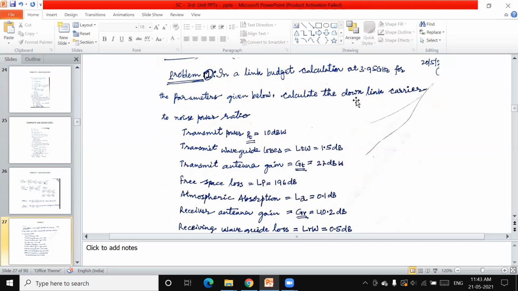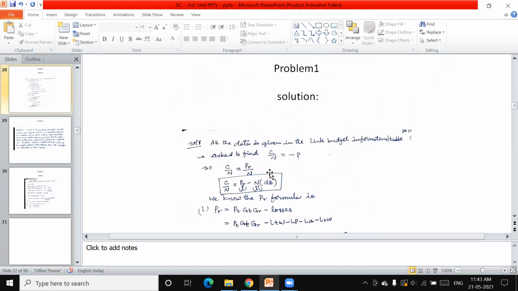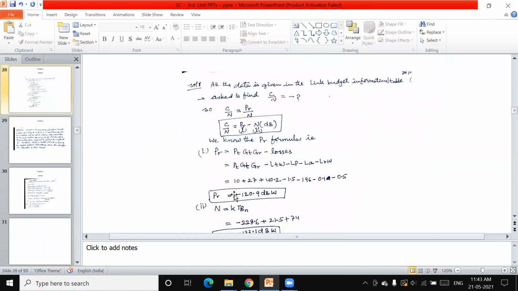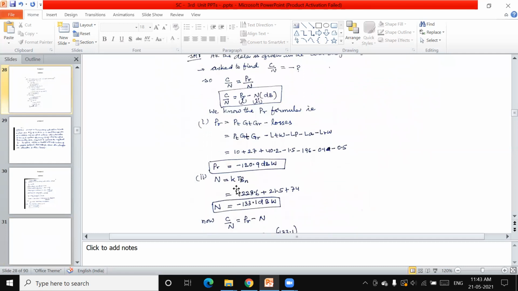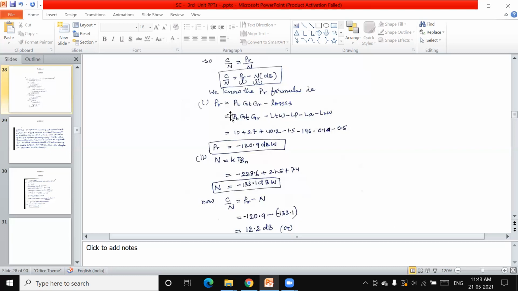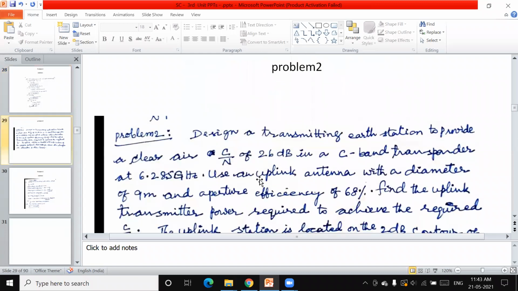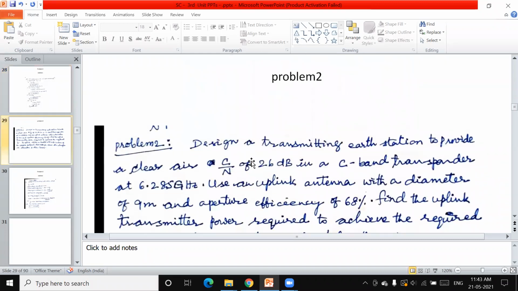So calculate the C by N for downlink. Please be clear. The carrier power for the downlink is given as PT GT GR minus losses. All are given. Noise power is kT BN. All are given. Then you take this C by N, that is PR minus N, and convert them into the ratio. That is 16.5. So that is the number 1.